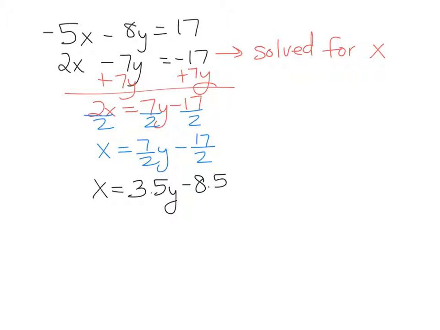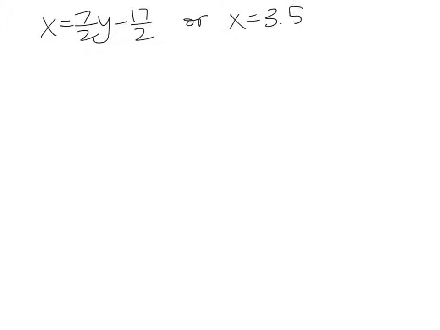In fact, when I go through the problem, I'm going to start working with the fractions and then I'm going to change it over to decimals. But it has a pretty process and pretty answer here, okay? All right, so now I'm going to continue the problem. So I solved for x, and I got x was equal to 7/2 y minus 17 over 2, or x was equal to 3.5y minus 8.5. I'm going to plug it into the other equation.